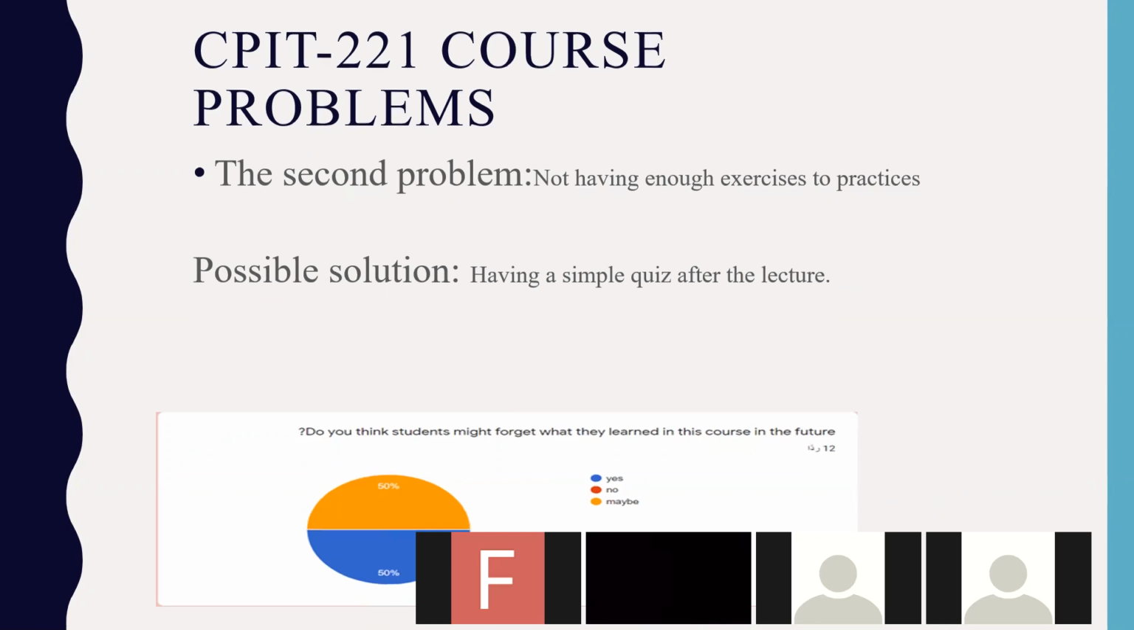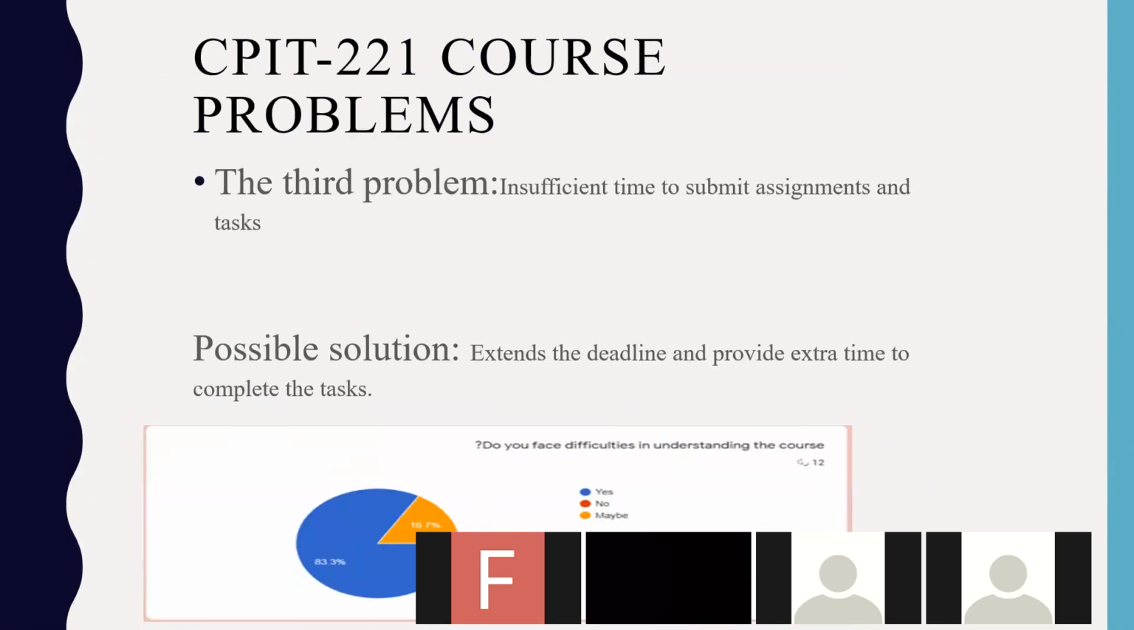The third problem is insufficient time to submit assignments and tasks. Completing the assignments in the technical communication course takes a lot of time. It's one of the obstacles that students face during the CPIT 221 course. Not taking enough time to do the task leads to not understanding the subject correctly. The possible solution to this problem is to give them sufficient time to complete the task. This solution will contribute to helping the students understand the assignment well and perform it accurately.